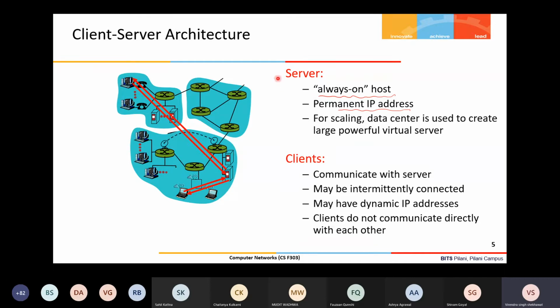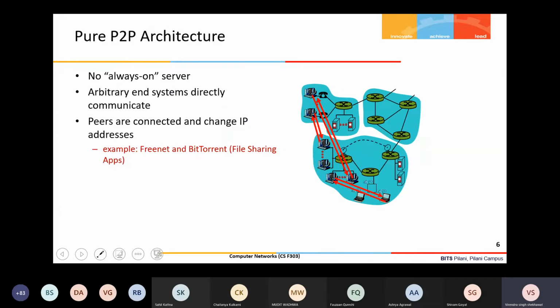In the client-server architecture, the other thing that is important to understand is that clients cannot communicate directly. Two clients cannot communicate directly, right? Always the communication happens from client to server, and then the server responds to the client. If another client wants the same information, then that client has to initiate the communication with the server, and then the server will reply.